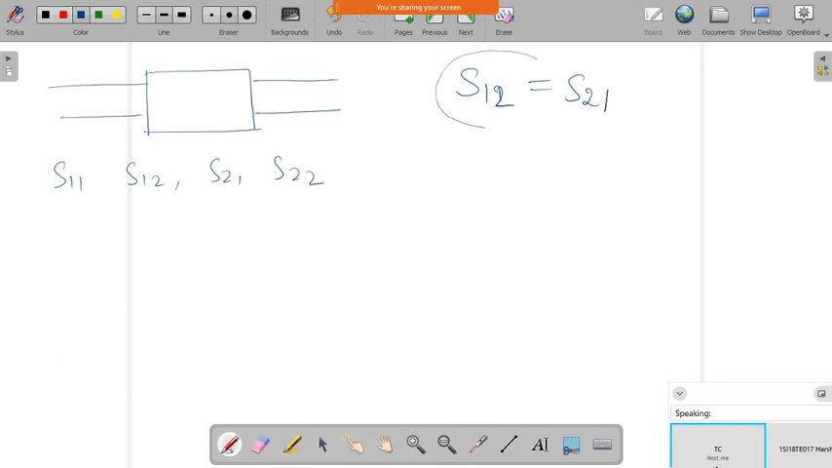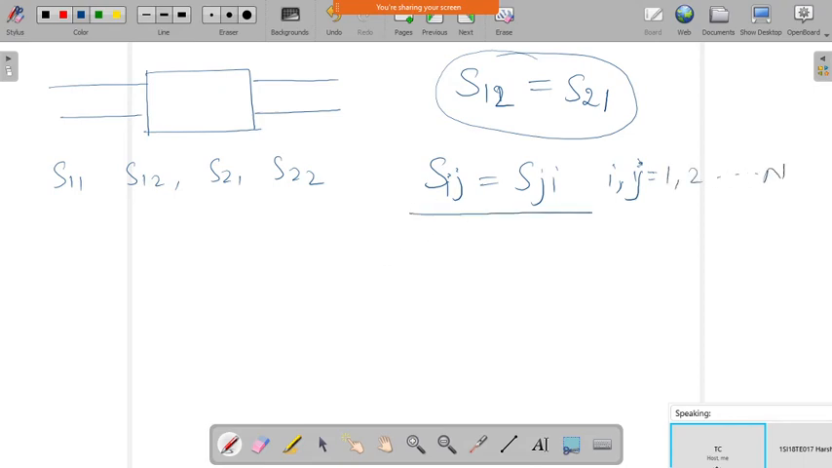Okay, so this is in general for a two port network. For any n port network, S_ij, for any ports i and j, is equal to S_ji, where i, j equal 1, 2, up to n ports. This is the reciprocal network, which is for the general n port network. So if I take the two port network, S12 is equal to S21.